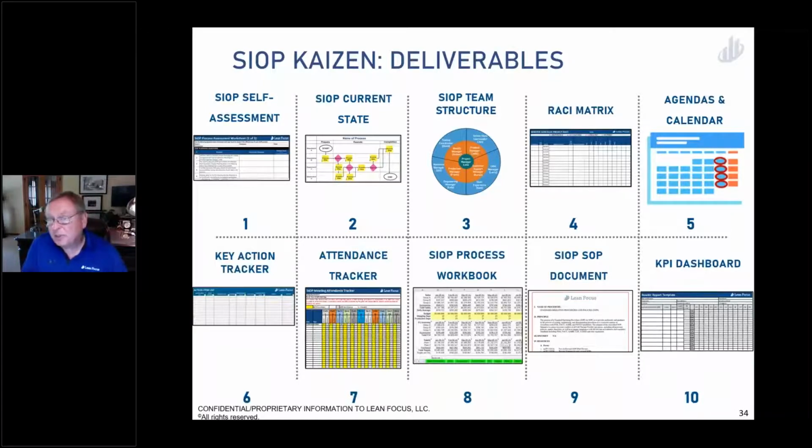Number 5 is the standard calendars and agendas. Part of it is just getting that down, and again, there's no one size fits all. A lot of times it's based on when the leadership meetings are held, and sometimes you have to do some backwards scheduling to figure out when that could be.